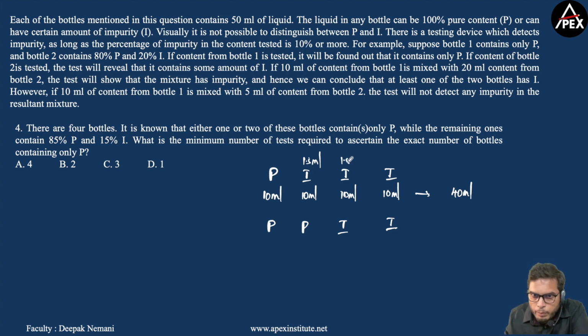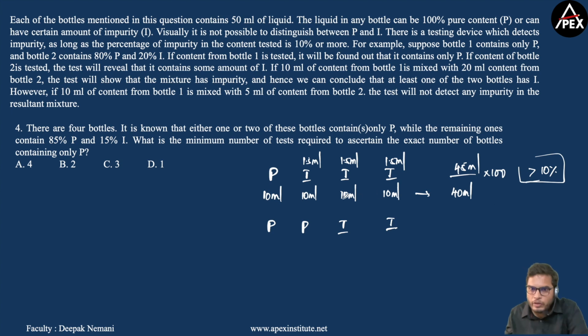Similarly, 1.5 ml impurities here, 1.5 ml impurities here. So in total you have 4.5 ml of impurities out of 40 ml of the mixture, and into 100. So this is obviously greater than 10%. So when you test this 40 ml of the resultant liquid for the presence of impurities, the test will be positive.